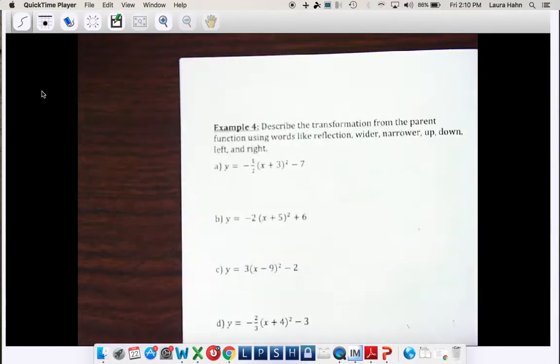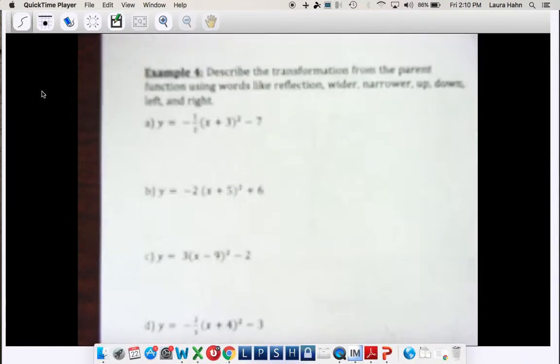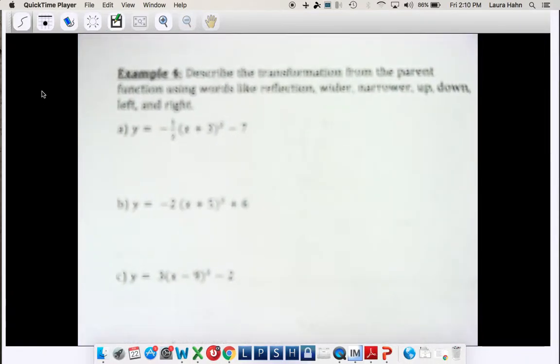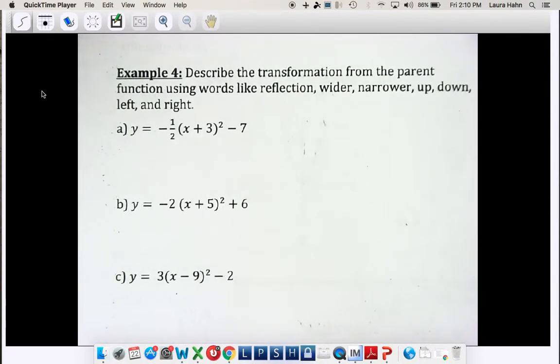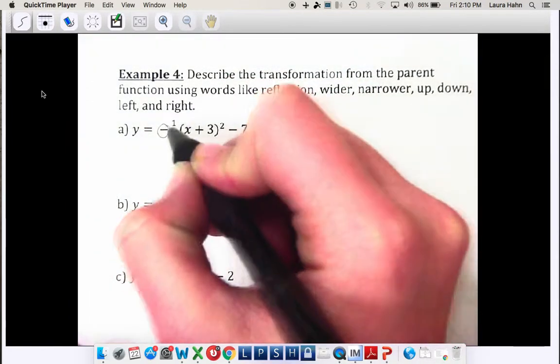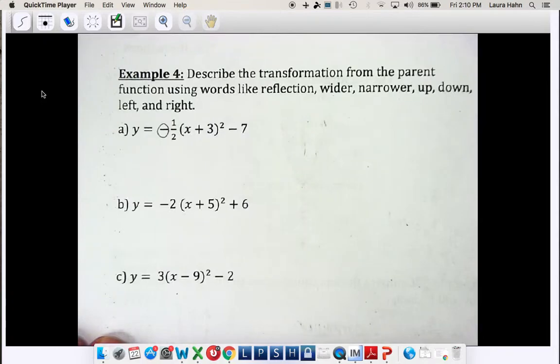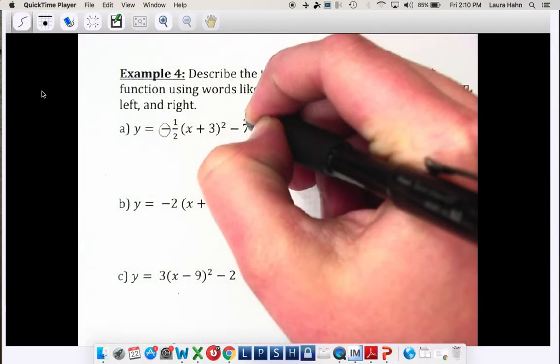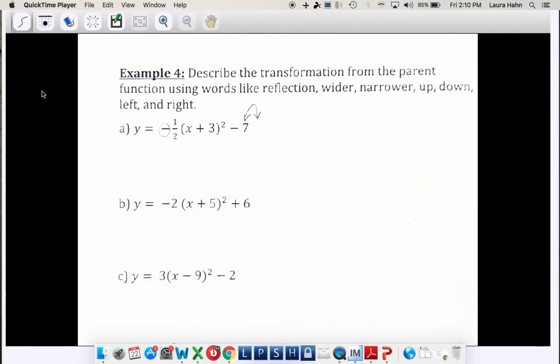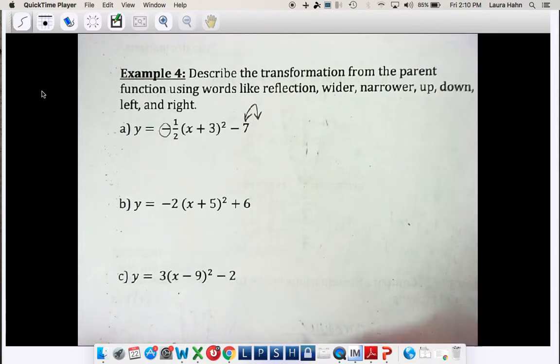All right, so now we're going to put all those together. Compare it to the parent function, and we're going to look at an equation and say, what are all the changes that are going to happen? I'm going to pick one thing at a time. First of all, I see this negative that's out front. A negative out front tells me it's going to be opening down. Because my parabola is opening down, I know it was reflected. So I know it was a reflection.